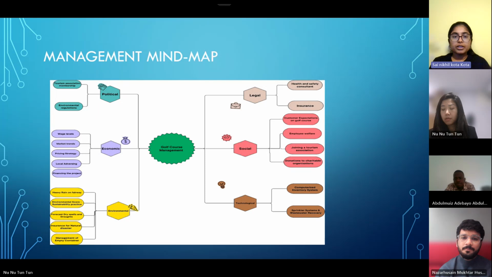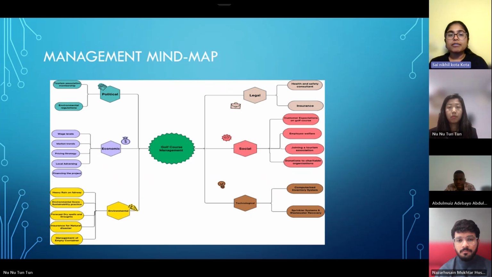Hi, team. So I'll be covering the management mind map today. We have applied the PESTLE tool, by using which we were able to systemize the most important external inputs that affected the simulation outcomes. The mind map shows the key issues and how they are related to influence the decisions of the team and their workflow. Coming to the political factors, we have the tourist association membership and the environmental regulations.